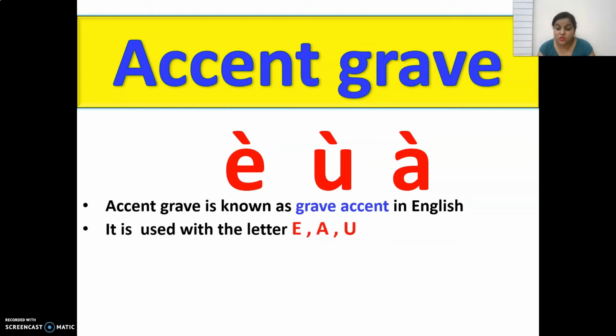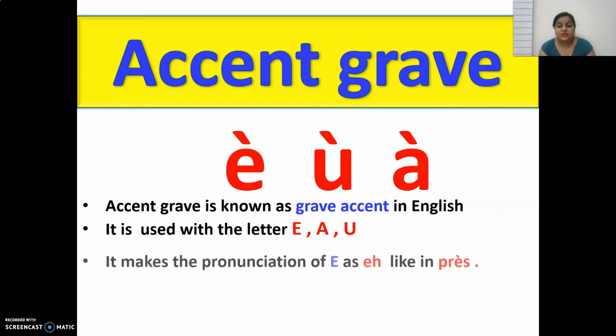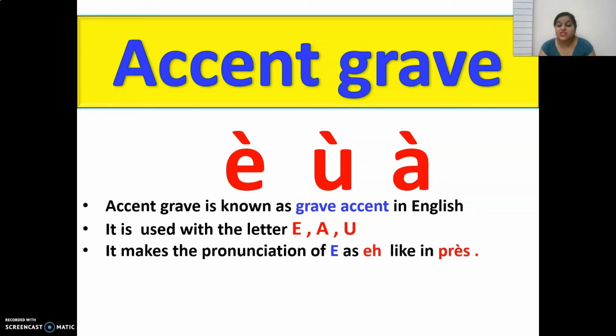Then it is used over the alphabets A, E and U. Okay, so accent aigu was only used over alphabet E, but accent grave is used over the alphabets E, A and U. Now let's see what difference it makes in the sound. So it makes the pronunciation of E as eh. Eh. How does it make the sound of E? Eh. Now what does it do with the U and the A?